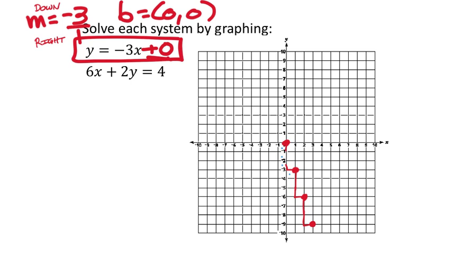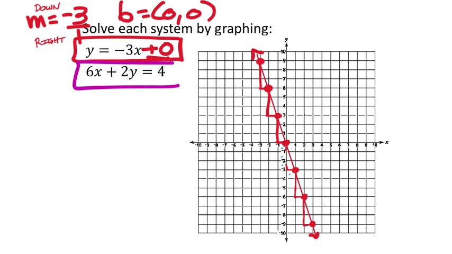Now that's as far as I can go down 3 to the right 1, but I can copy these stair steps going to the left. So that would be left 1 up 3, left 1 up 3, left 1 up 3. And that's as many ordered pairs as I can fit on this graph. Now I'll draw the line just so you can see that you can if you choose to. Doesn't matter if you do it after like I did before, or before like I'm doing right now. So that is the graph for the equation y equals negative 3x, or y equals negative 3x plus 0.